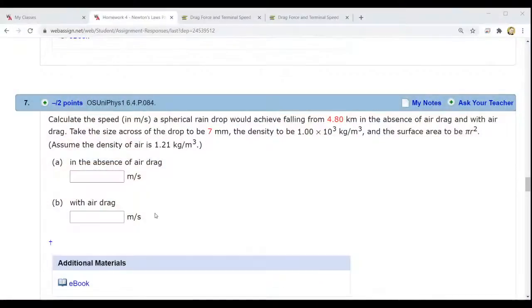I won't go through it, but I calculated the results for the parameters that were given to me for the diameter of the raindrop. And what I get is, without air drag, the terminal velocity is over 300 meters per second. With air drag, the terminal velocity is 13 meters per second, which is a lot less than 300 meters per second. So air has a significant impact on the way that raindrops fall.